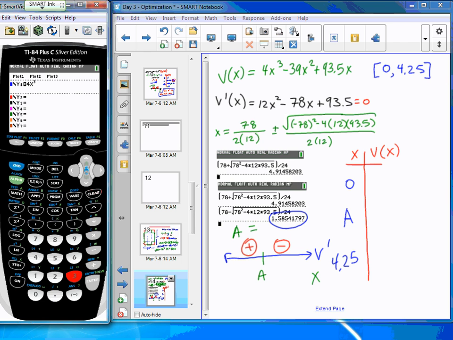X cubed minus 39x squared plus 93.5x. And I'm going to go to my table. Oh gosh, must have been in advanced algebra. I like the ask.